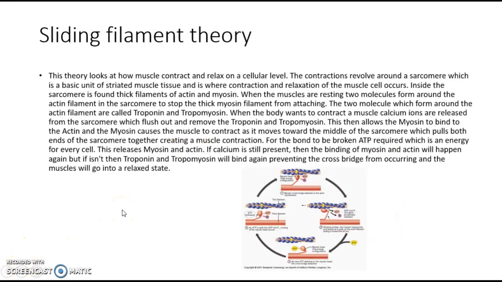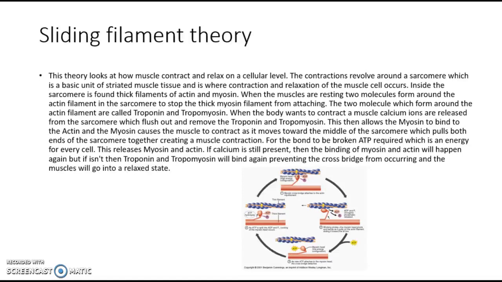Sliding filament theory. This theory looks at how muscles contract and relax on a cellular level. The contractions revolve around the sarcomere, which is a basic unit of striated muscle tissue, and is where a contraction and relaxation of muscle cells occurs. Inside the sarcomere are found thick filaments of actin and myosin. When the muscles are resting, two molecules form around the actin filament in the sarcomere to stop the thick myosin filament from attaching. The two molecules which form around the actin filament are called troponin and tropomyosin.